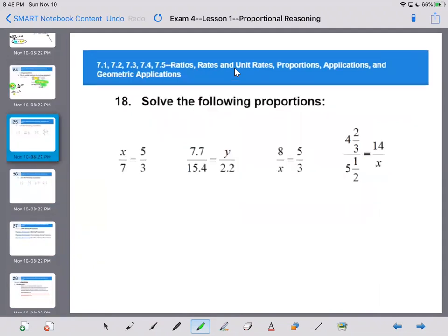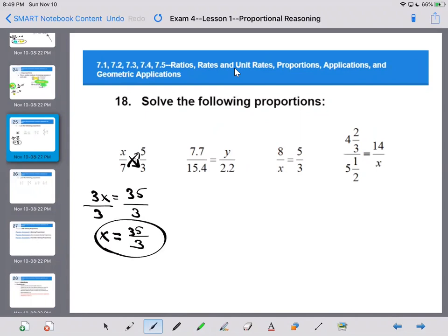So let's look at a few of these as we solve. If you want to do cross products, you can multiply 3 times x and 7 multiplied by 5. That's going to give you 35. Then we're going to divide by 3. So x is equal to 35 thirds. That would be a repeating decimal because 3 in the denominator would represent a repeating decimal.